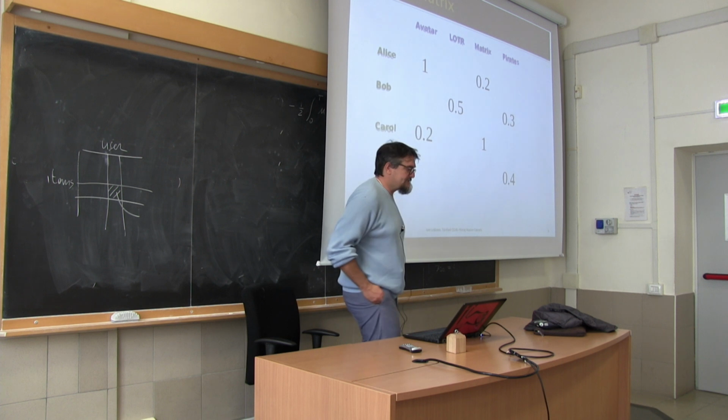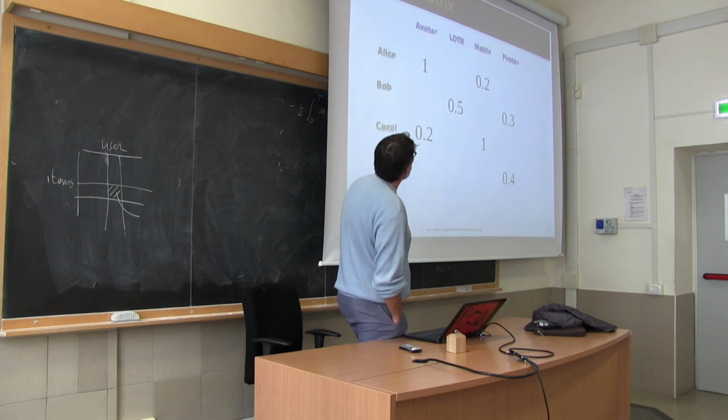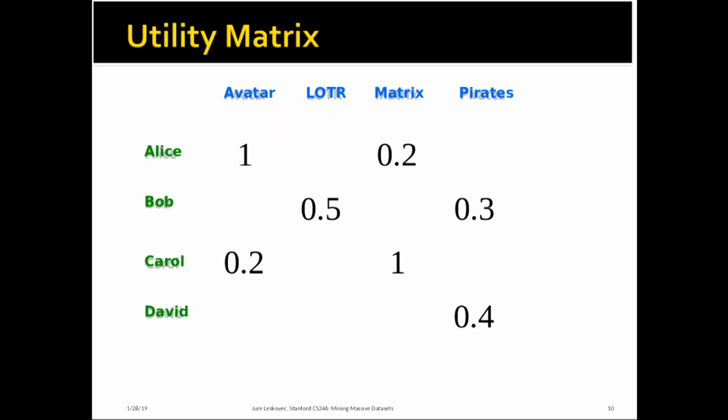Okay? So at the end, you have something like this. So as an example, in this particular case, you have movies, Avatar, Matrix, and so on and so forth. You have users. And as an example, clearly, Alicia likes Avatar, and she doesn't like so much Matrix, and so on and so forth. And this is the same for all the other users.